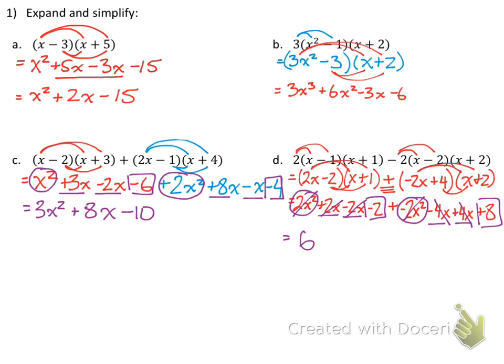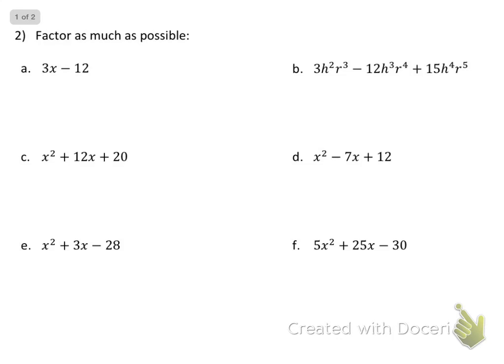Okay, let's look at the next one. Factor. Okay, so this is the hardest part. People had trouble with this one, so make sure that you look at this closely. So the first one is just a common factor of 3, because 3 divides both of them. So we're left with x minus 4.